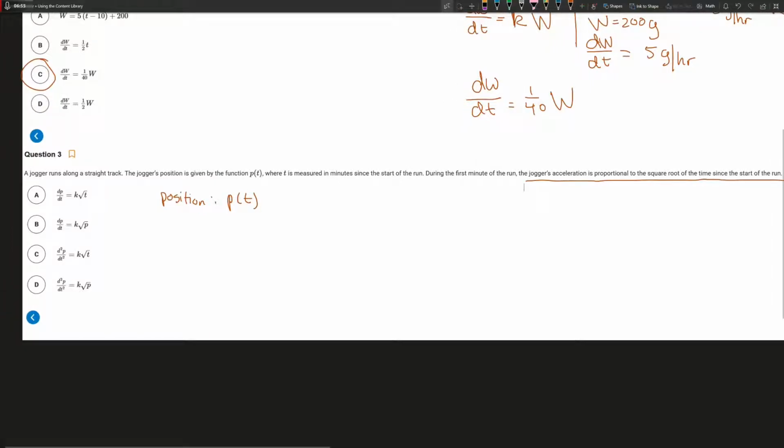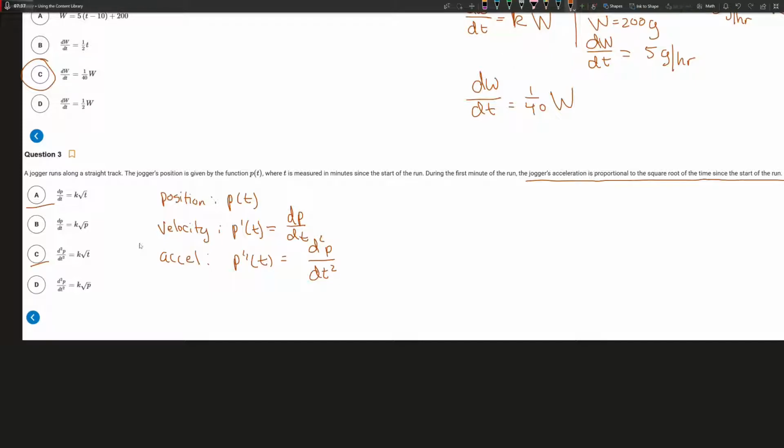So, most of you chose the answer that looks correct, which is A, but it's actually C, and it's because of this very simple fact. Position is just p of t, that means velocity is p prime of t, which is the same thing as dp/dt, and then acceleration is p double prime of t, which is d squared p over dt squared. So that's the second derivative.